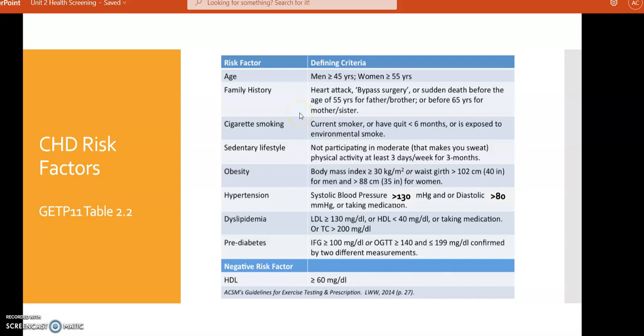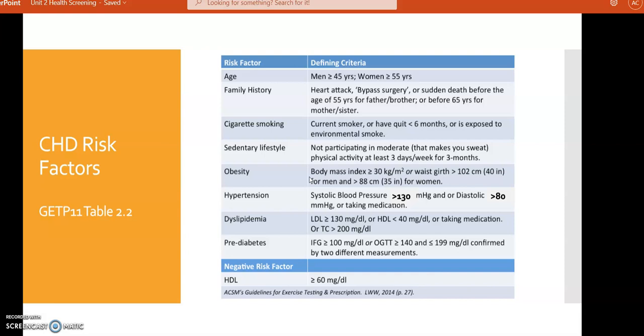Okay, so we talked about informed consent. We talked about the pre-participation screening for medical clearance. The next thing we're going to talk about is the CHD risk factor, so coronary heart disease. So this is basically the likelihood that they'll have a heart attack with or without exercise.